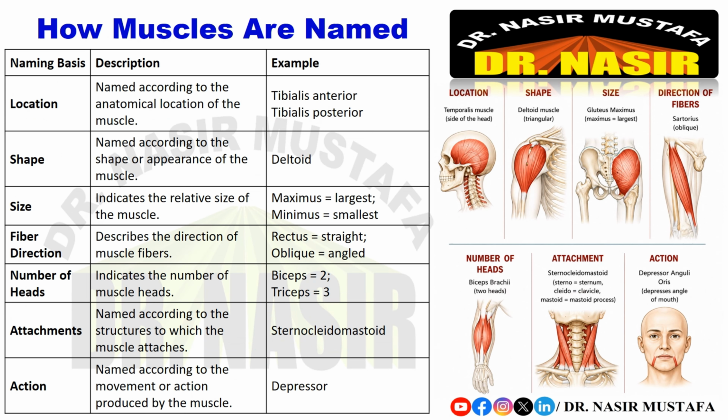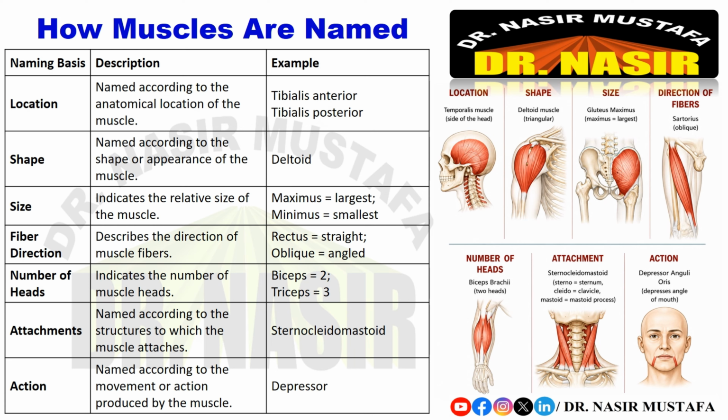How muscles are named. Muscles are not named randomly. Their names often provide useful anatomical information. A muscle may be named according to its location. It may be named according to its shape, such as deltoid. It may be named according to its size, such as maximus, which means largest, or minimus, meaning smallest. The name may describe the direction of its fibers, such as rectus or oblique.